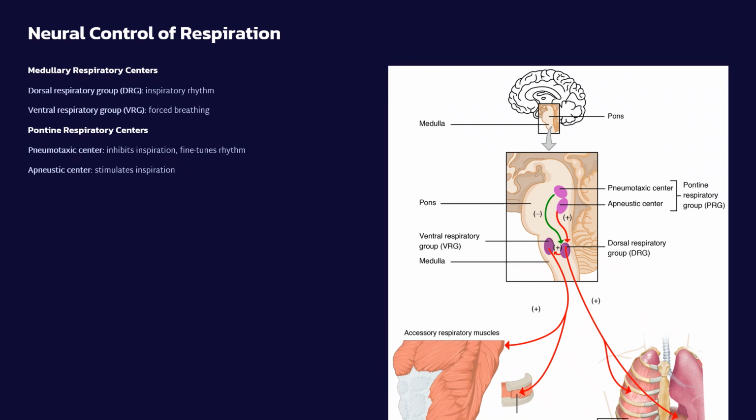And also in your pons, we have your pontine respiratory center. So we have your pneumotaxic center, which inhibits your inspiration, and your apneustic center, which stimulates your inspiration. These centers receive input from your chemoreceptors, allowing breathing to change with activities like exercise, talking, or voluntary breath holding.